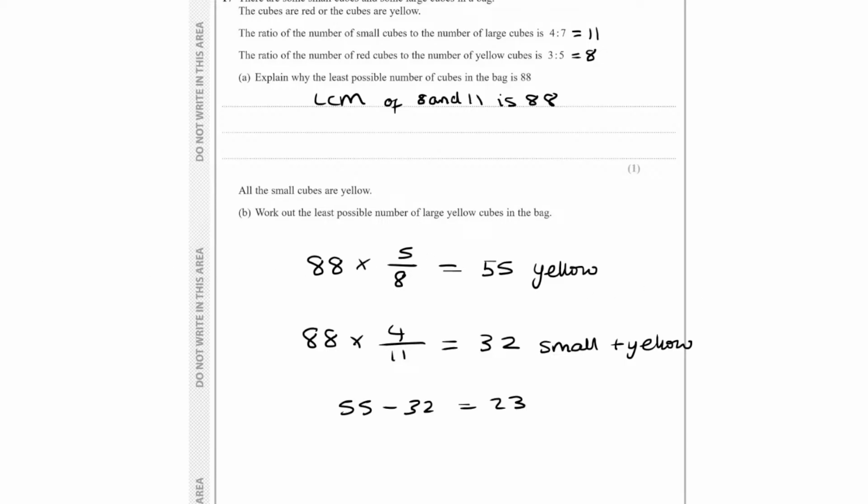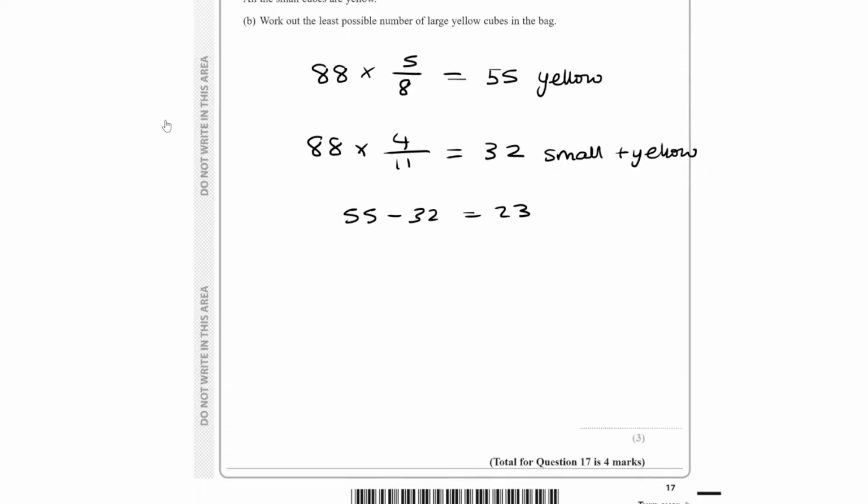But you can do it differently to that. You don't have to do it exactly the same. I did it with fractions when I worked it out earlier, rather than using the number. So yeah, 23 exactly. Okay, so that's 4 marks.